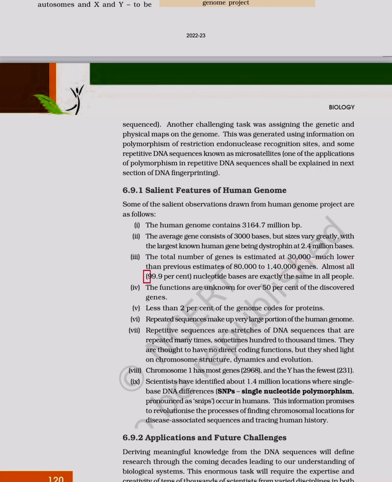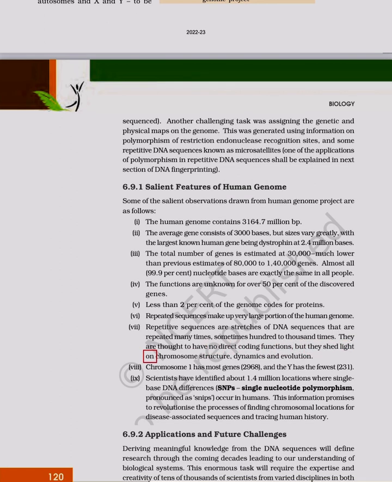Almost all, 99.9% of nucleotide bases are exactly the same in all people. 4. The functions are unknown for over 50% of the discovered genes. 5. Less than 2% of the genome codes for proteins. 6. Repeated sequences make up a very large portion of the human genome. 7. Repetitive sequences are stretches of DNA sequences that are repeated many times, sometimes 100 to 1000 times. They are thought to have no direct coding functions, but they shed light on chromosome structure, dynamics and evolution.